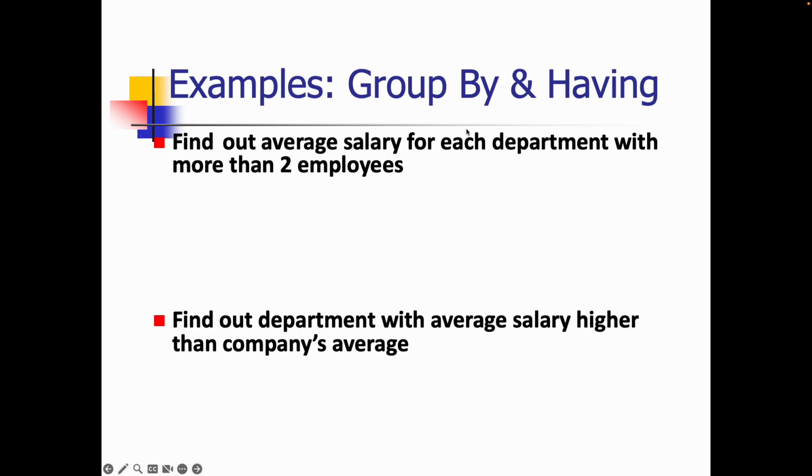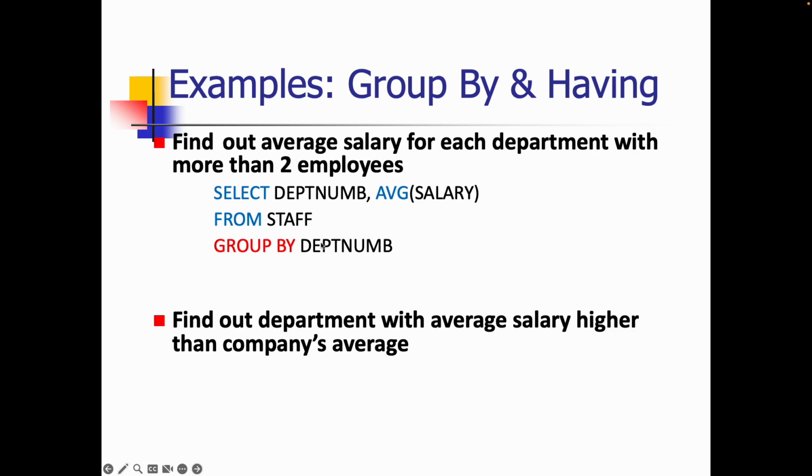Finding, for example, average salary for each department with more than 2 employees. So up to here, finding average salary for each department, we learned that, right? Using group by. We just write, select, for example, department number and average salary from the staff table, group by department number, so that we can get the average salary for each department. So we select these two columns, and then we group by department number, right? So far, we got average salary for each department. But after we group by our data, now we still need more condition, right? So we need only those departments with more than 2 employees, okay?